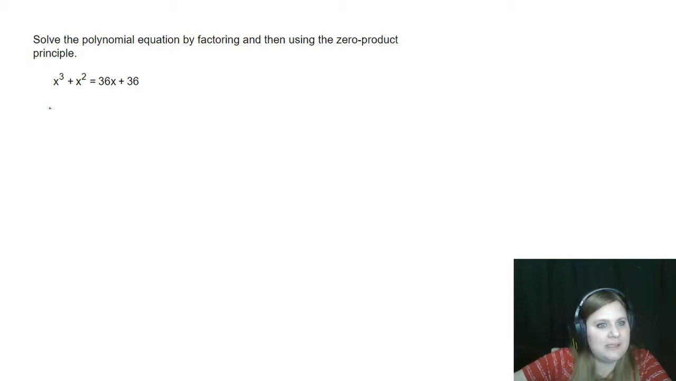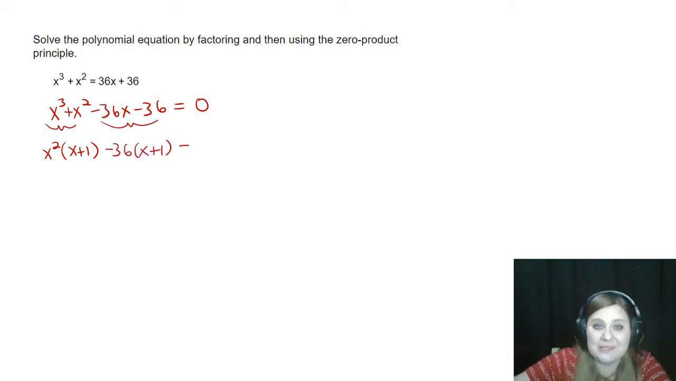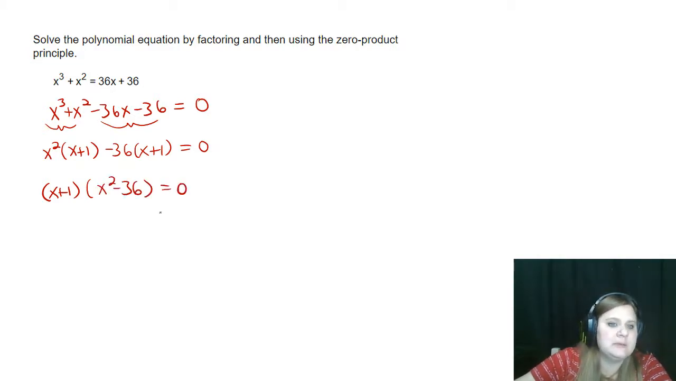Okay, so I start by subtracting 36x and 36 over to the left side. Then I'm going to factor by grouping. The first two, I can pull an x squared out, and that leaves me with x plus 1. The second two, I can pull out minus 36, and that also leaves me with x plus 1. Now, I'm going to be able to factor x plus 1 out of both, which leaves me with x squared minus 36. And remember, we have to finish factoring here.